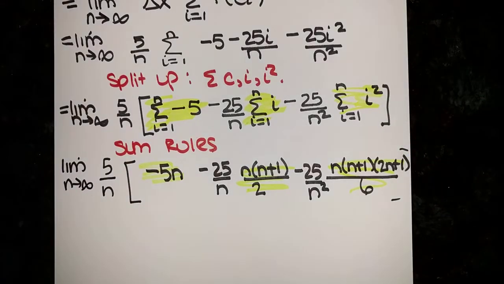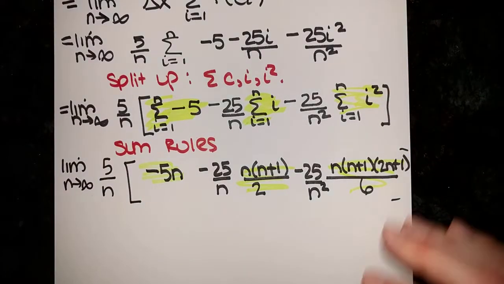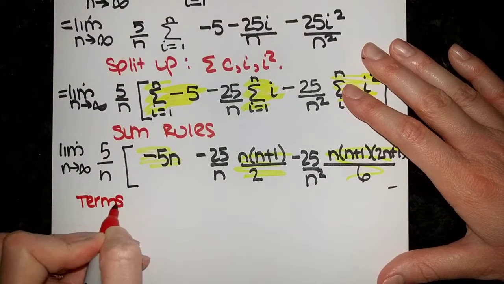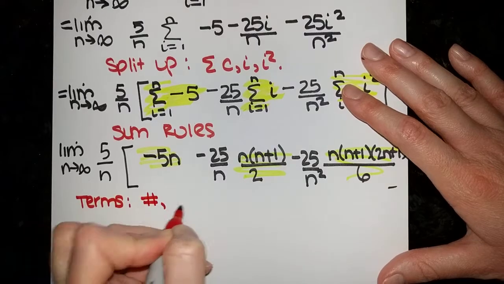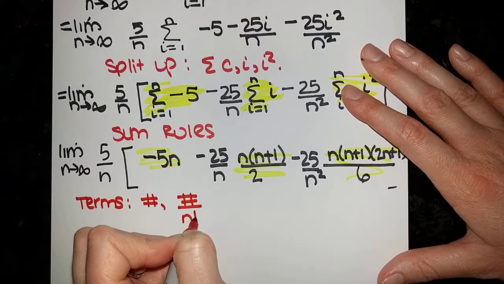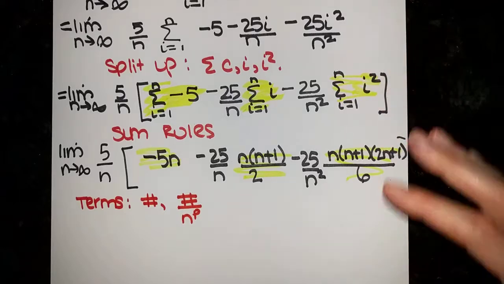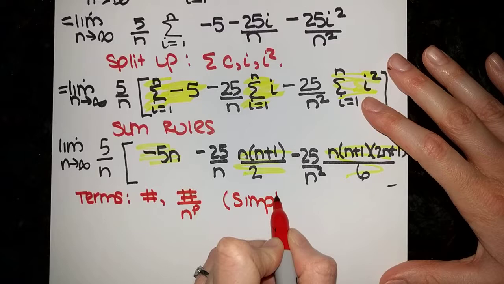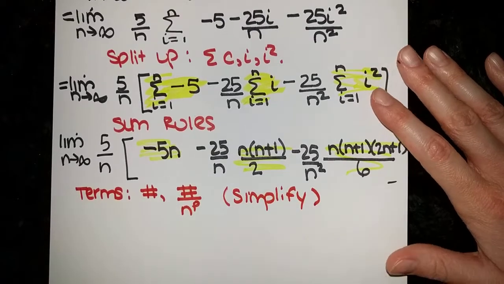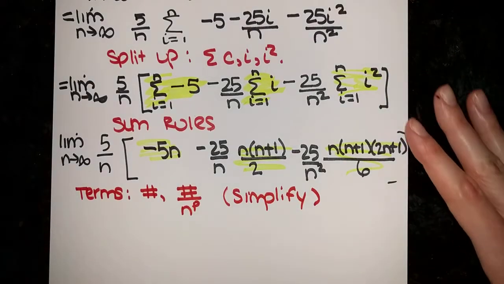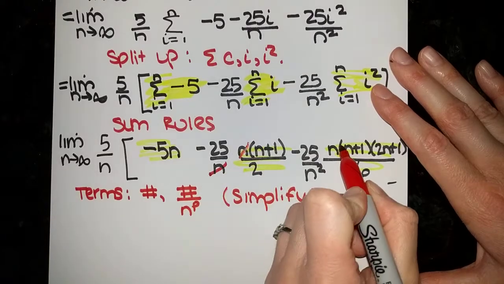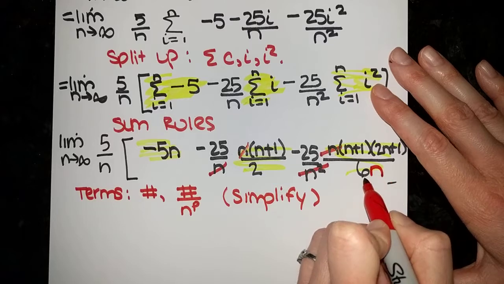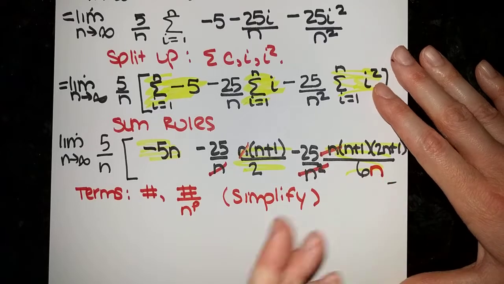Now, once you have used your sum rules, your focus becomes the limit. And to evaluate your limit, you want a bunch of terms that look like a number or a number over n to a power p. So this is where we are going to simplify as much as we possibly can so that we can get those types of terms. If you look inside of the bracket, these n's cancel. This n is going to cancel out with an n squared to leave us with 6n in the denominator.